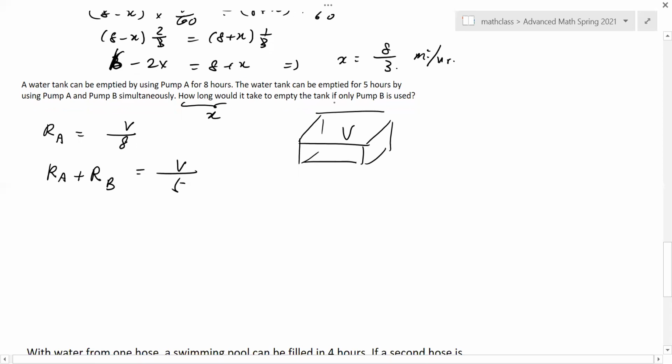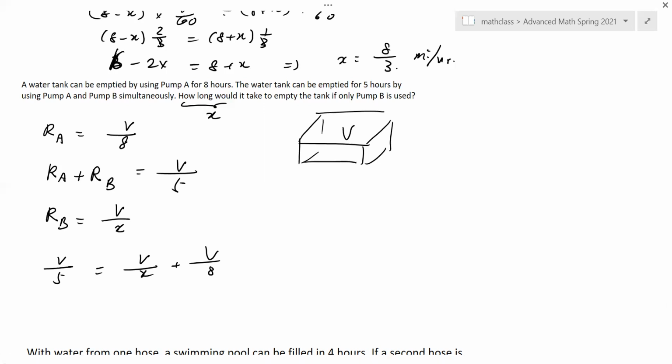Now we want to empty the tank by pump B only. How many hours? So the rate is going to be V over X. So what do we get? We will get V over 5 equals V over X plus V over 8. And there's an additional V there, but this can be removed.